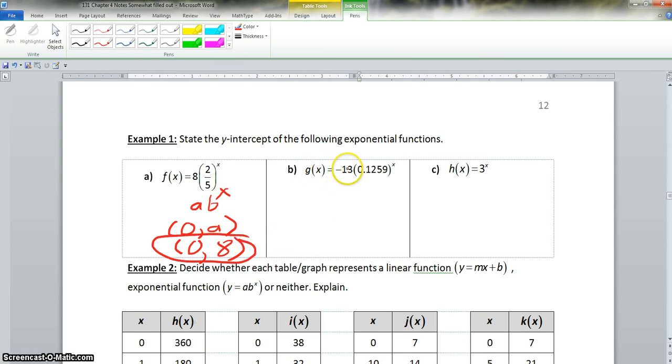Now we come here, g of x. We have the same thing here. We know our y-intercept would be negative 13. Then we come here, c. You notice we don't show an a, and I told you when you don't show an a, your y-intercept will be 0, 1. But we have our b to the x.